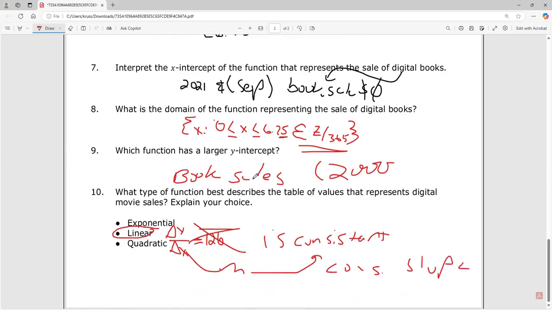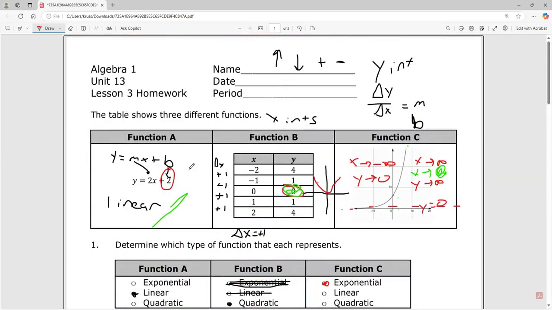Okay, so I think that is all of section 3. I hope that you learned something from this and it was helpful.